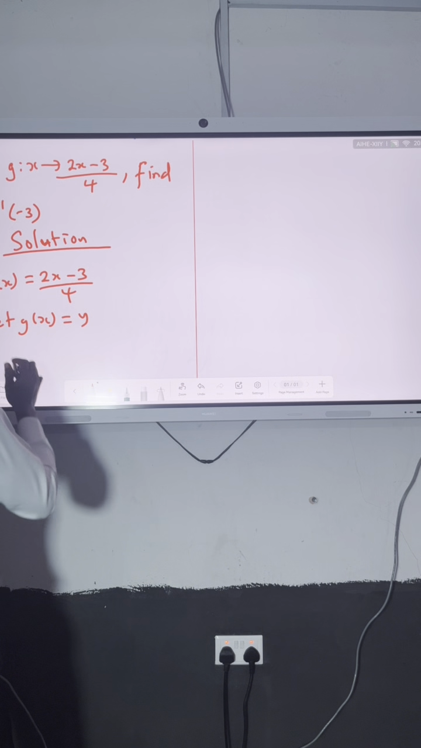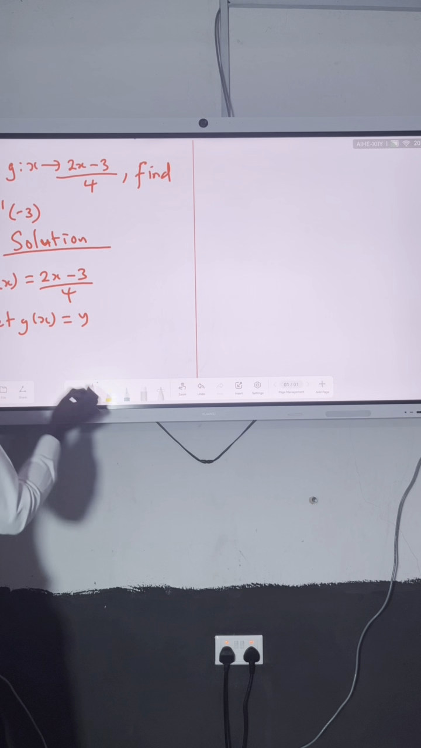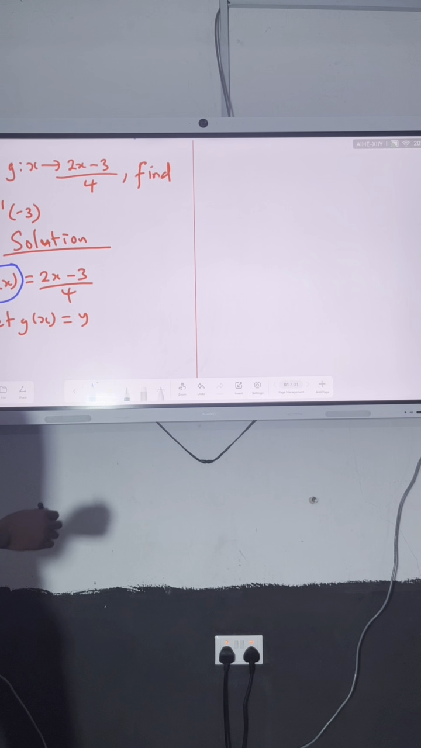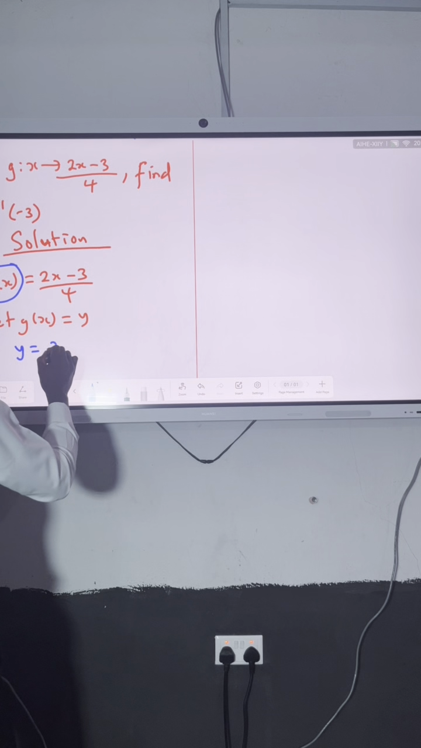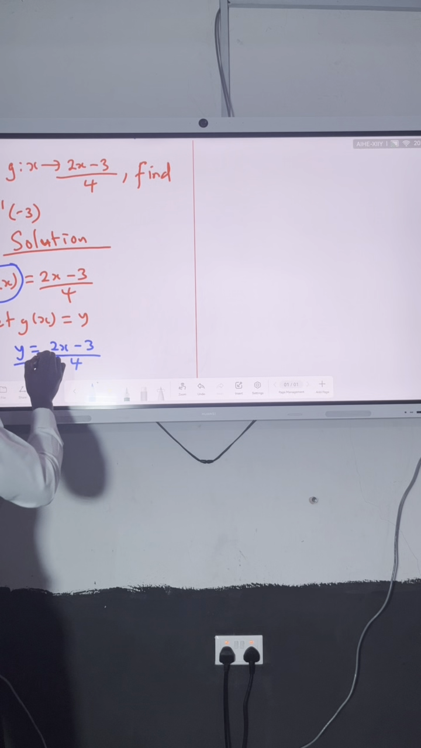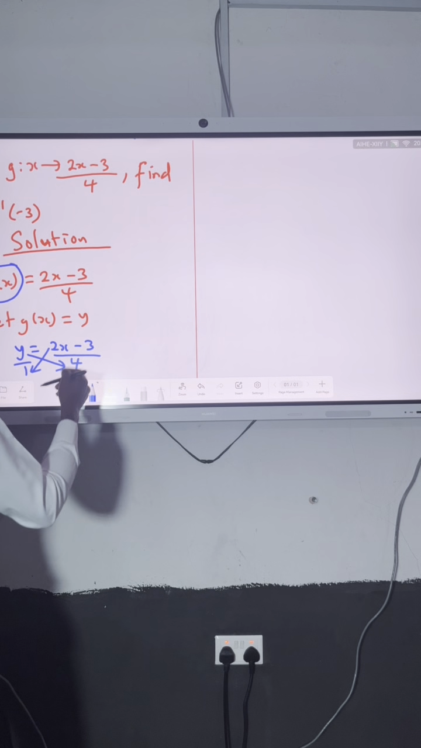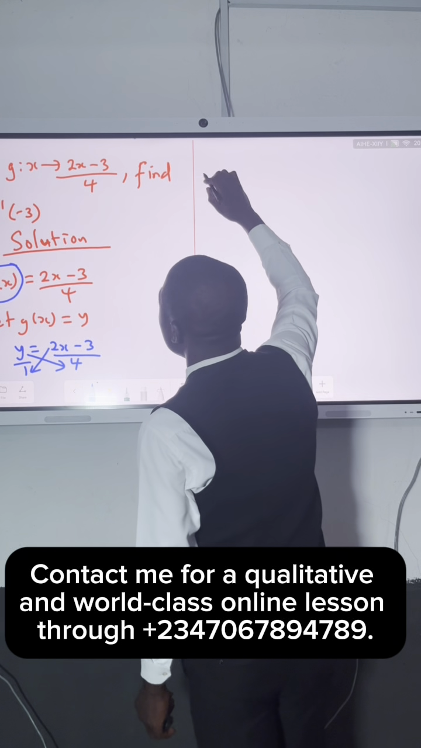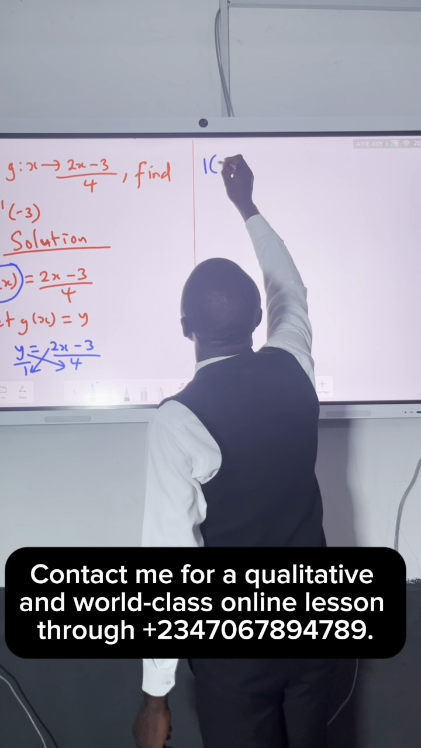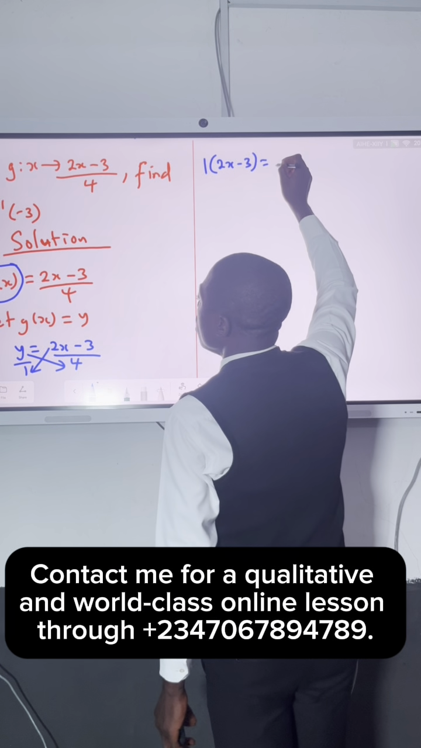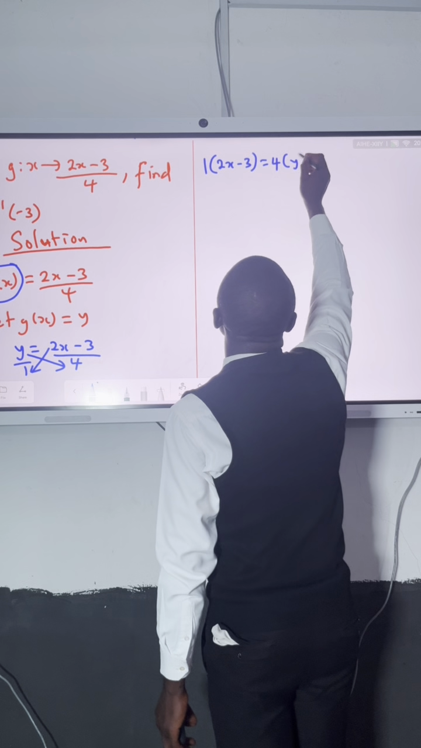Okay, so what do I do now? I will now remove this g of x and write y in place of it. So I'm going to have y is equal to 2x minus 3 divided by 4. Okay, make this a fraction so that you can cross multiply. If you cross multiply, you're going to have 1 into 2x minus 3 is equal to this other side, you have 4 bracket y.